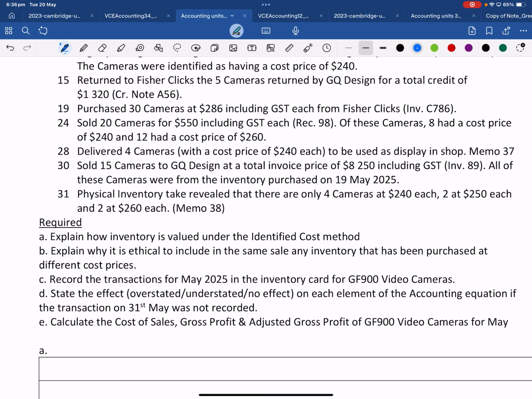Cost of the inventory purchased? No. Yes, cost of the inventory sold. Okay, make sense? So even if you purchase it.